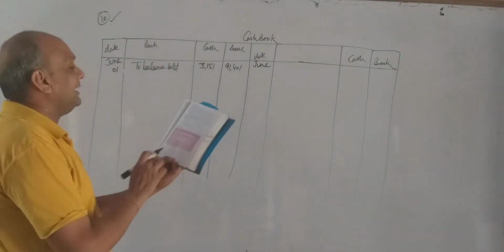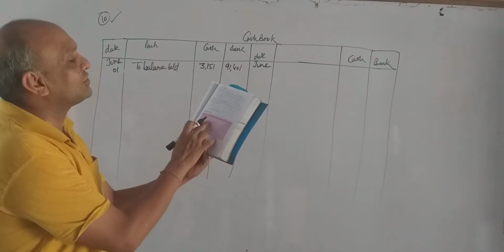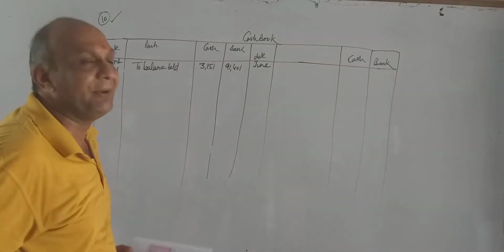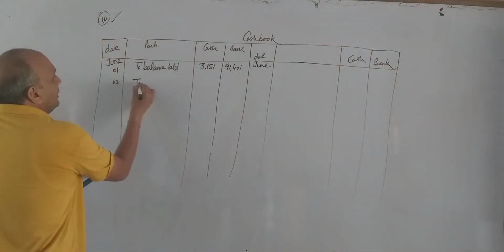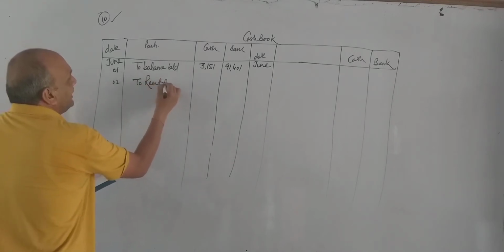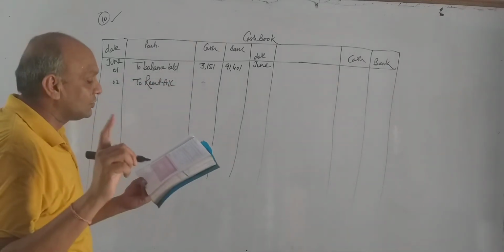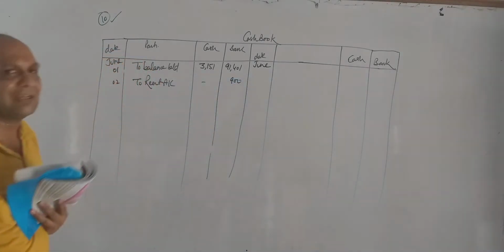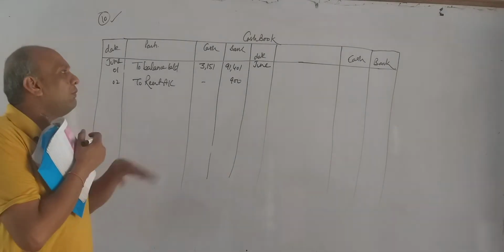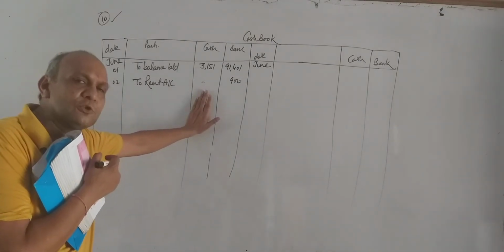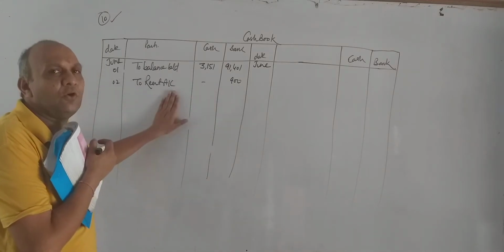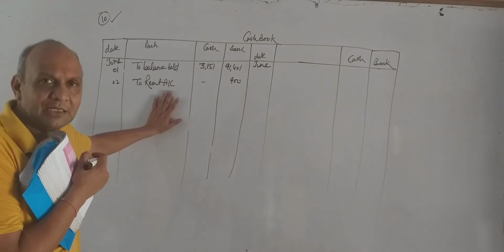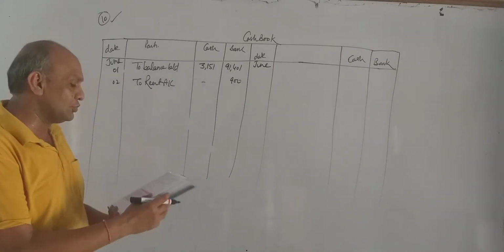The next entry is on June 2, received a check for rent. We are getting rent in the form of a check and paid the check into bank. On 2nd June, we are getting rent to rent account, and the check is going into bank on the same day, 900 rupees. That's why I am going to show this entry in the bank column. If you want to pass the journal entry here, that is also easy. Like I am getting the check in the form of rent, the entry will be bank account debit to rent account. Next entry, it is given on June 5.